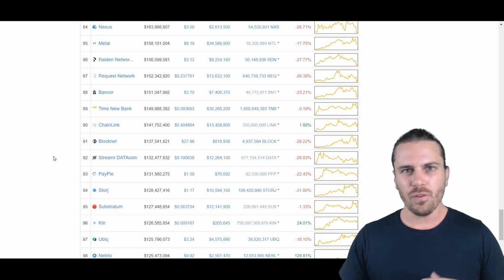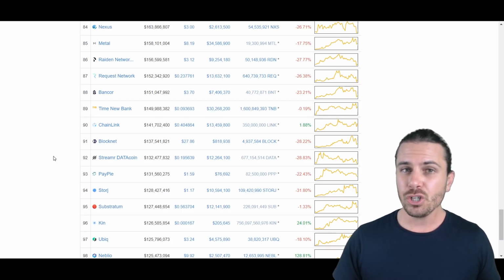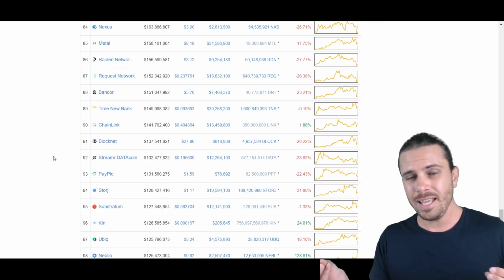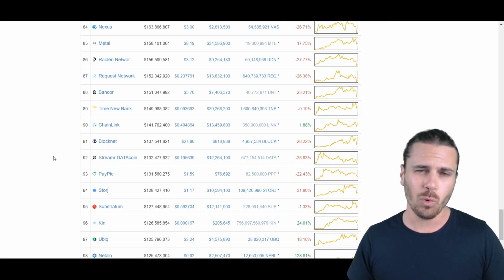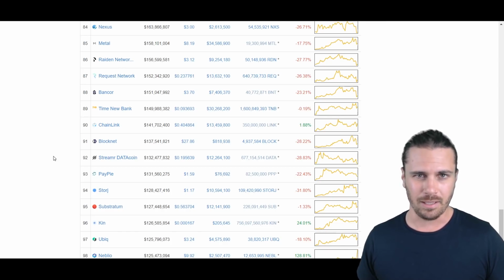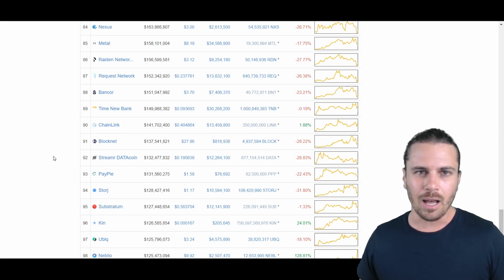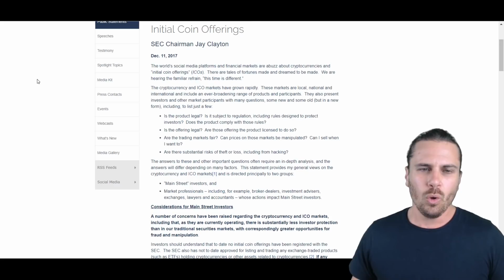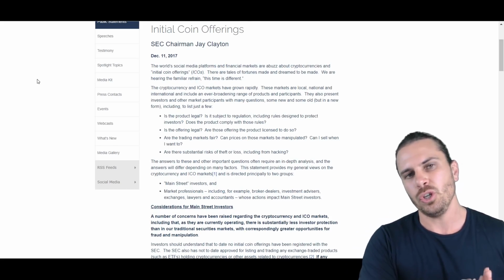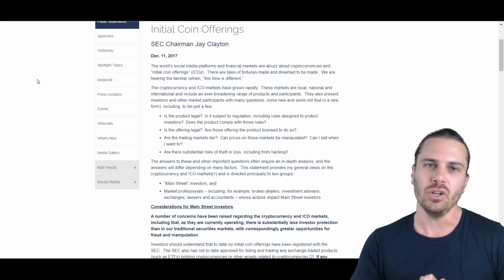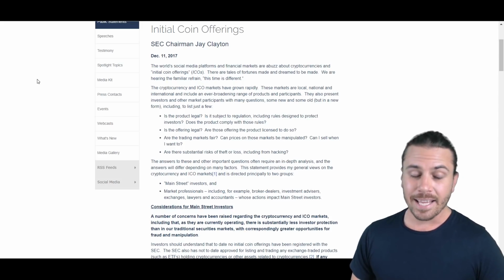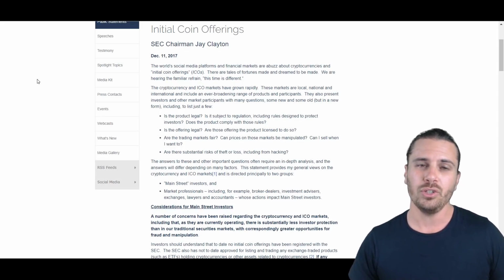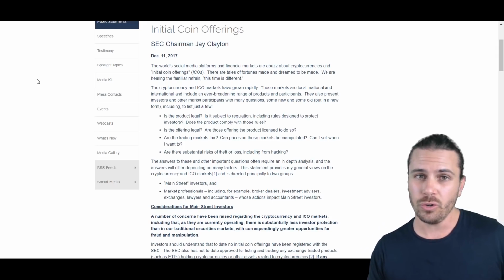So we've defined how a functional token and how a tokenized security can be seen from an investment perspective. But what about a legal perspective? How is that broken down? Well, the SEC, which is the Securities and Exchange Commission in the United States, is over time continually looking into whether tokens are securities or not.